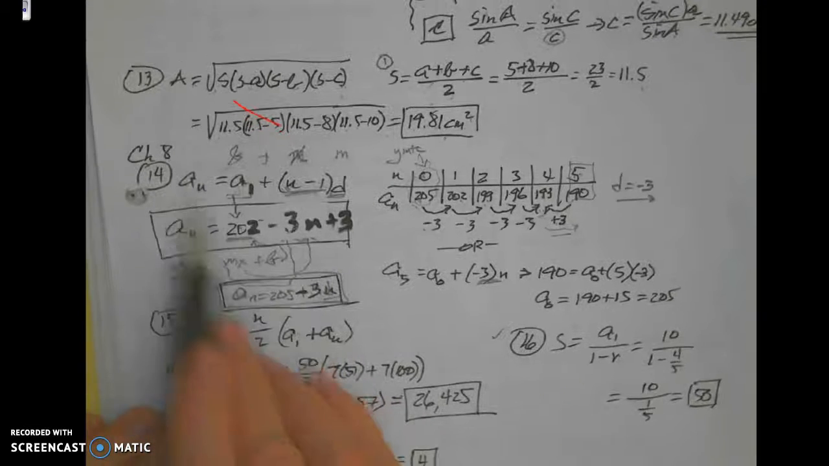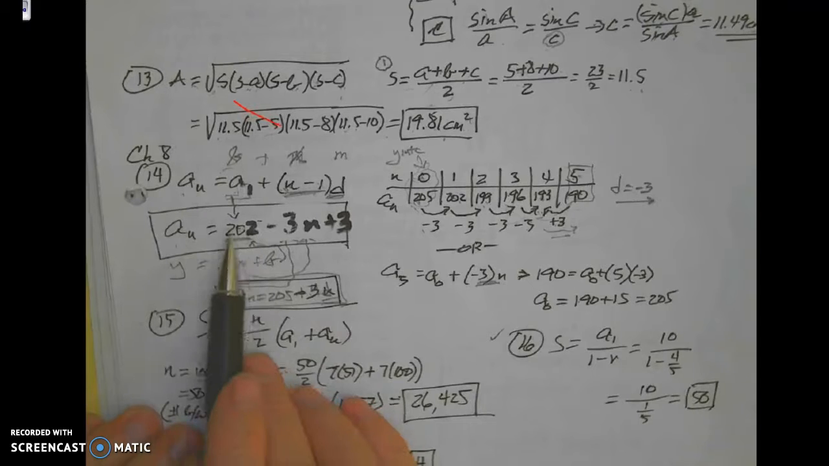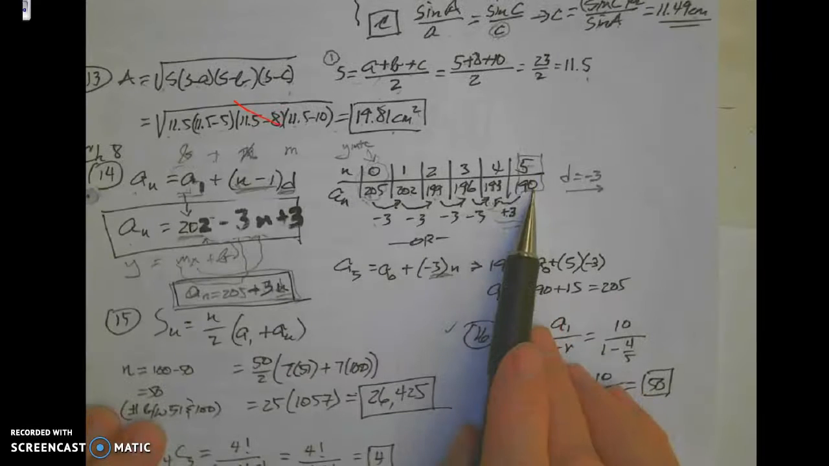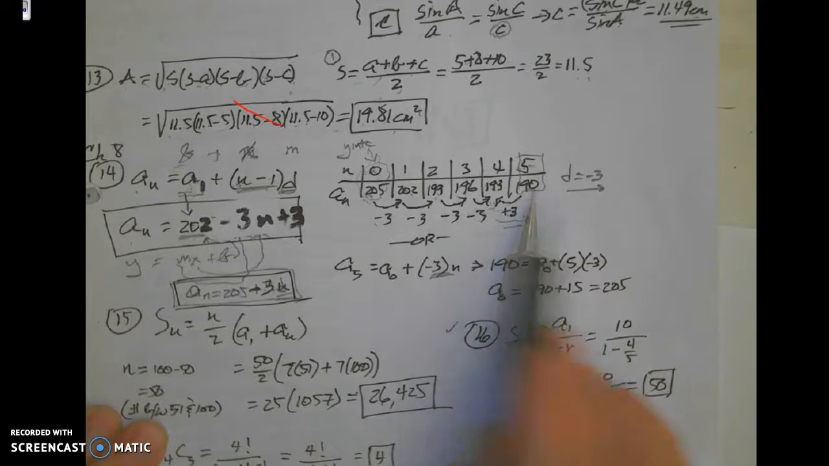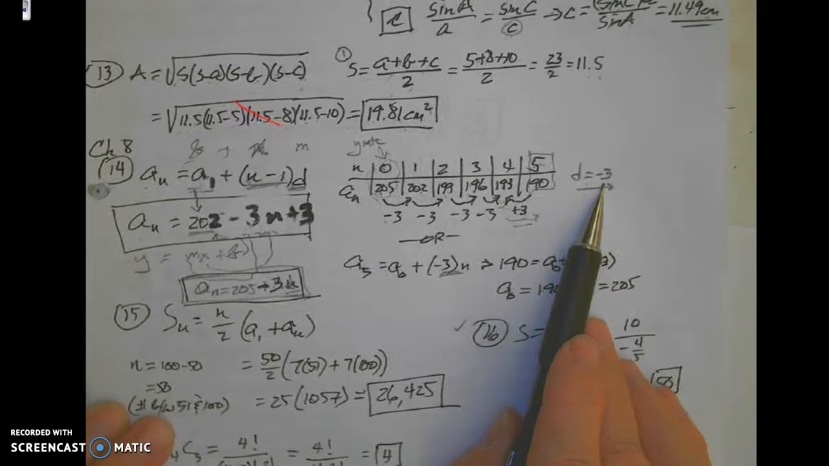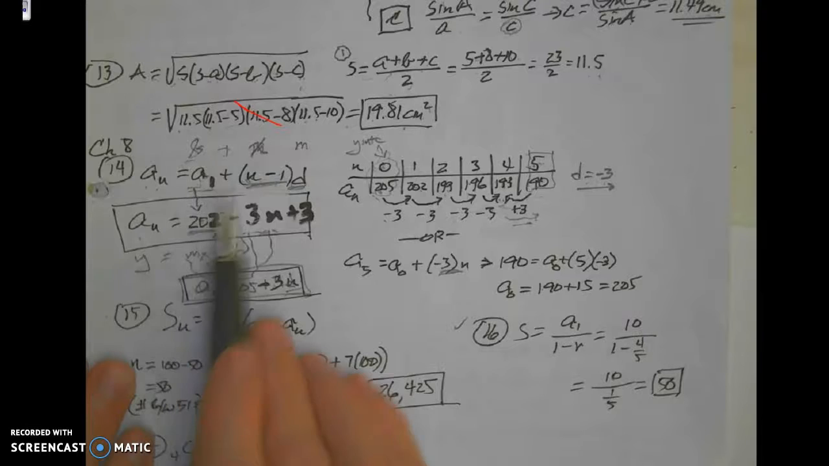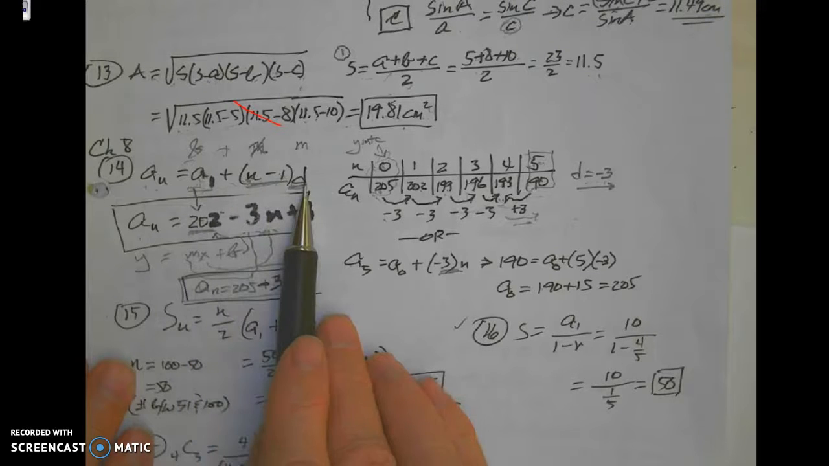The big one, though, is number 14. And on 14, they want you to figure out the formula given the information in the problem, which was that the fifth term is equal to 90 and that the common difference is -3. So in coming up with a formula, I know the formula reads A sub n equals the first term plus n minus 1 times the common difference.